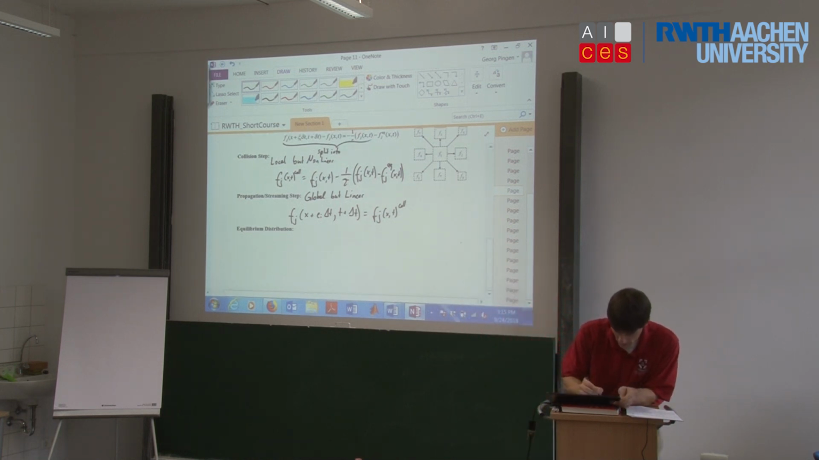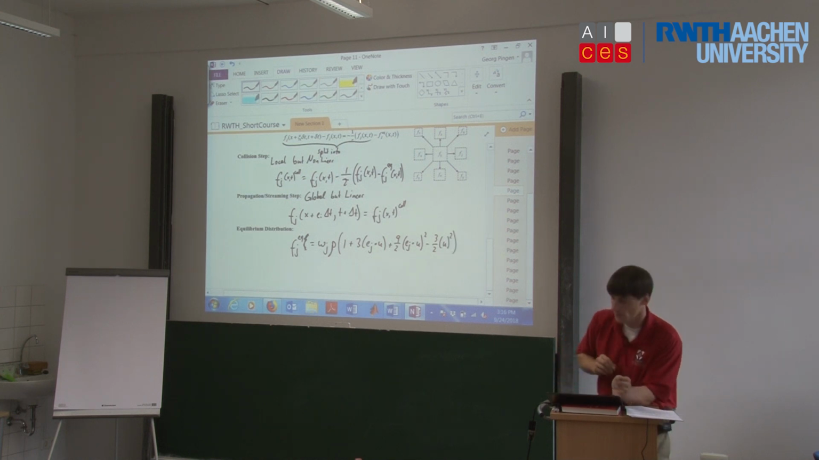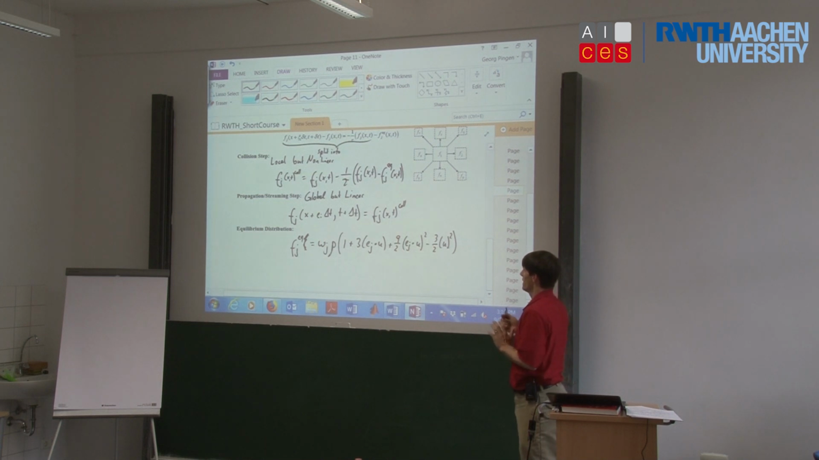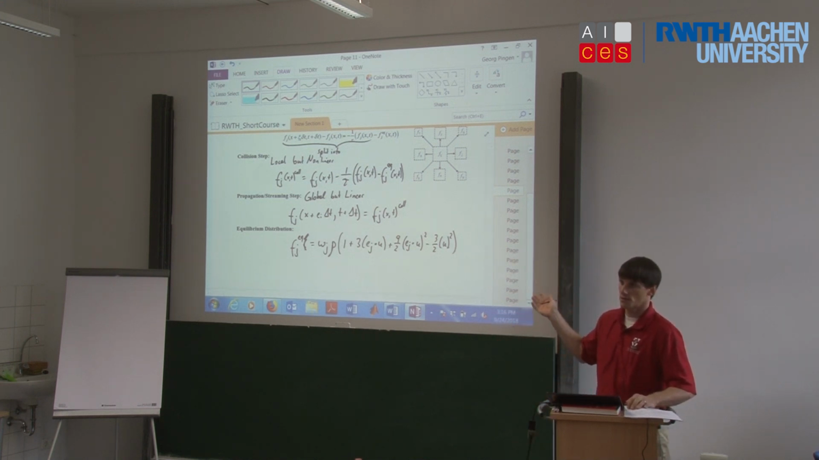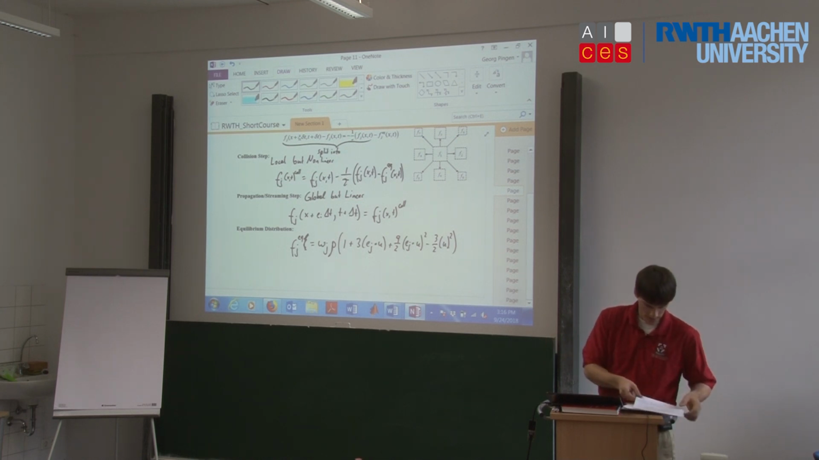And then the last component that we have is the equilibrium distribution, which is Wj rho times 1 plus 3 Ej dot product with u plus 9/2 Ej dot product with u squared minus 3/2 u squared. And at this point, there's lots of literature that you can look at, but basically solving this system of equations on a mesh will approximate the same solution as solving the incompressible Navier-Stokes equations. And there's literature on that, and I'll let you look at those if you're interested in it.